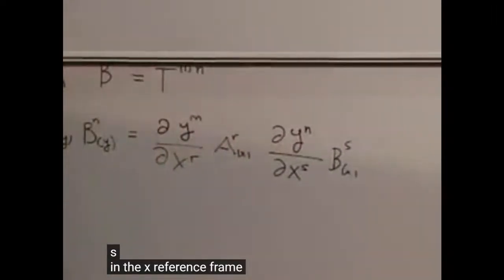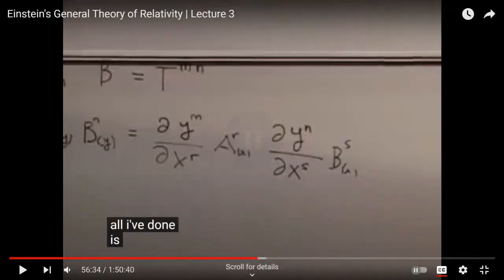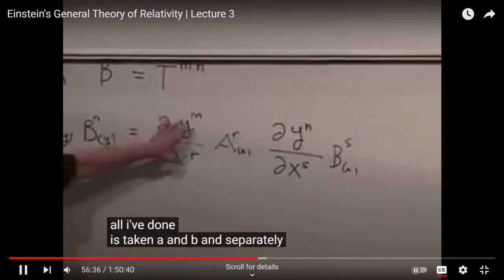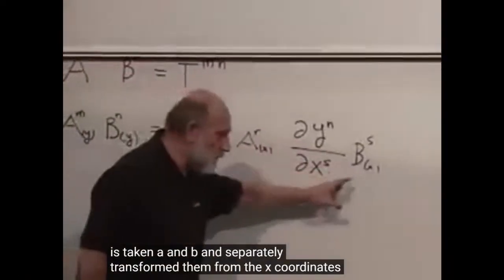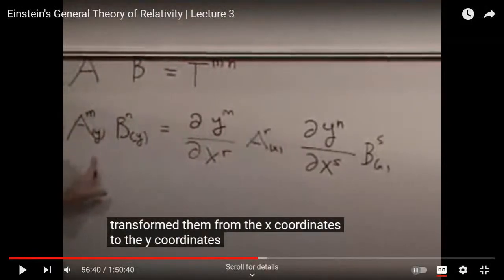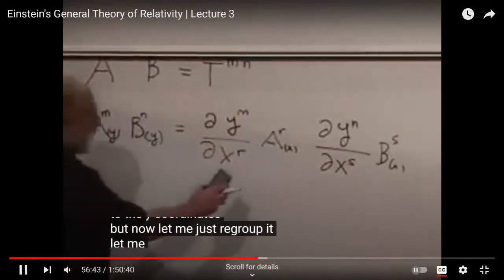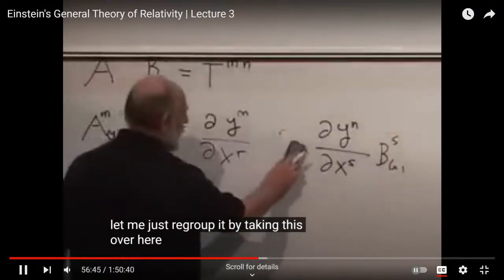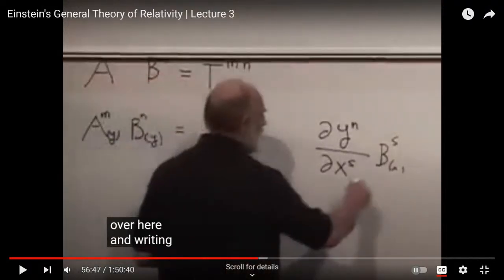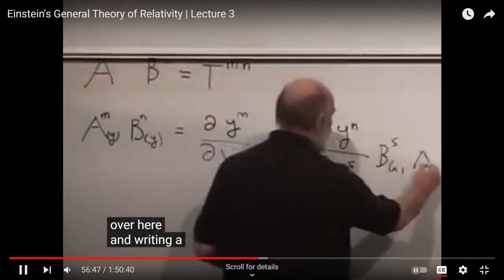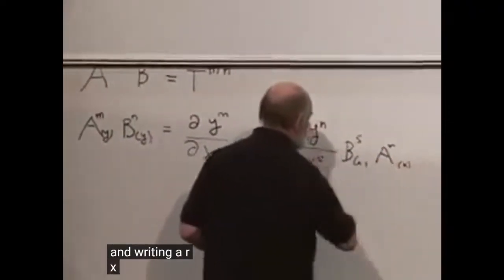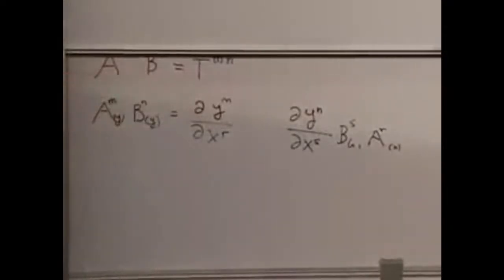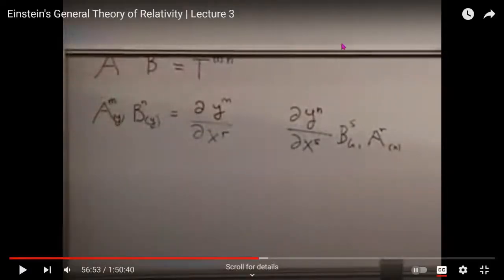Exactly. All I've done is take A and B and separately transform them from the x coordinates to the y coordinates. But now let me just regroup it. I'm writing it this way because everything is multiplied.